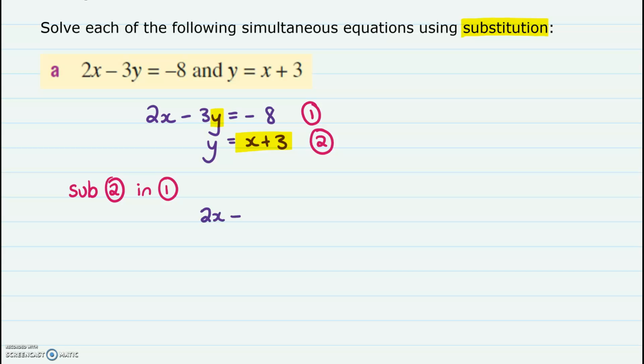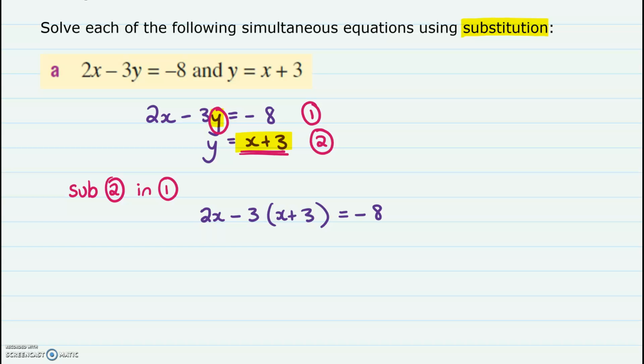2x minus 3. Now instead of y, I'm just going to put a bracket. And whatever y equaled, instead of y, I'm going to replace it with this thing here, so it's x plus 3. The rest of equation 1 said equals negative 8. So I've got 2x minus 3, instead of y, I've replaced it with the x plus 3, equals negative 8. From here, you just want to expand your brackets and solve for x. Because I've gotten rid of the y, because I've substituted for y, it allows me to work out the other variable.